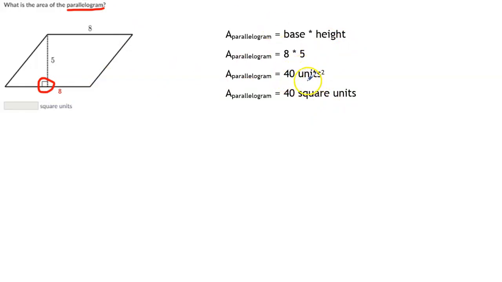It says 40 units squared. That's the same as saying square units. So I know that the answer here is asking for square units. It's the same as saying units squared. So that was a confusion that some students had.